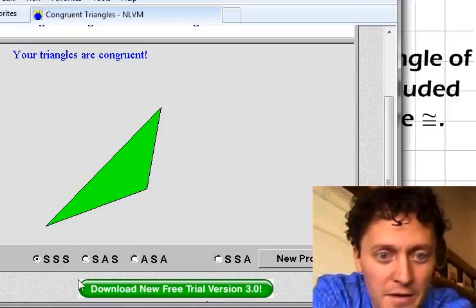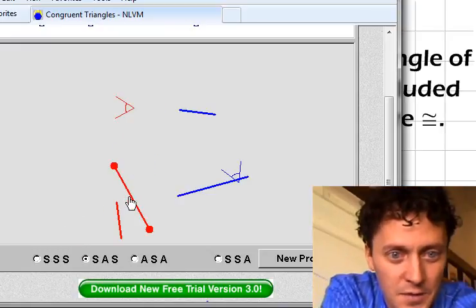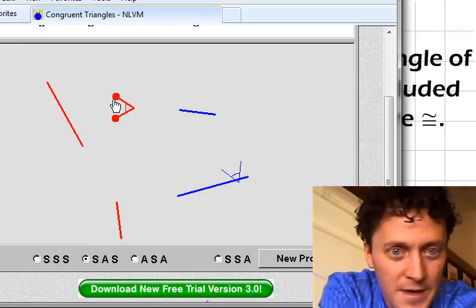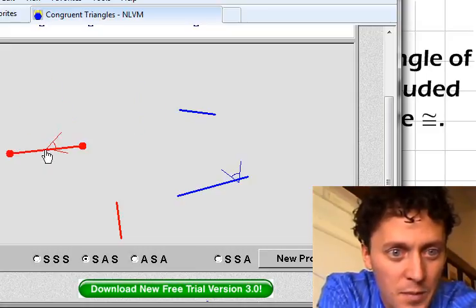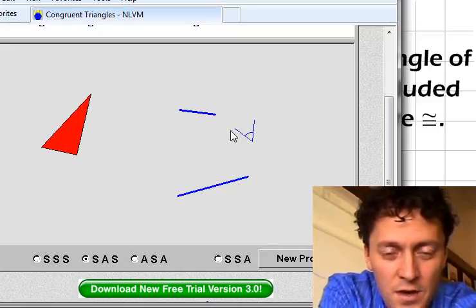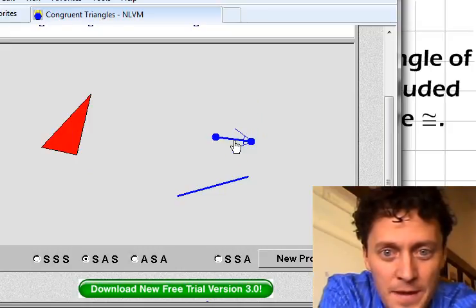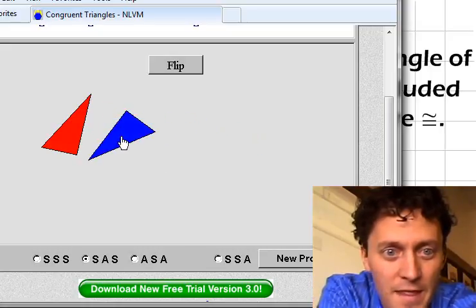Okay, let's go back here. Let's look at side angle side. So they give me a side here. They give me an angle. So this angle is always going to stay the same. So let me put it over here. I'll put this side right there, up to that angle. I'll put this side right here, and up to that angle. That gives me that triangle. Okay. In blue here, I've got the same thing, the same angle, and the same 2 sides. So if I put those together, I've got that.